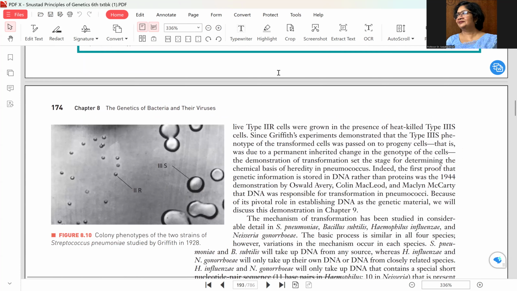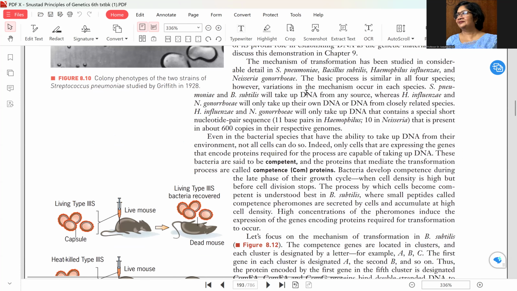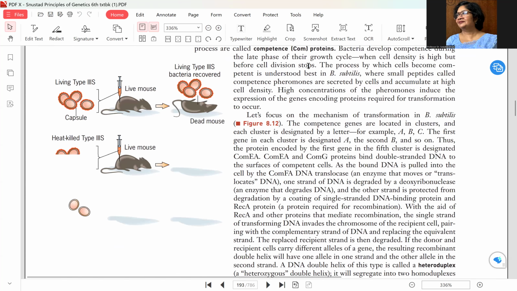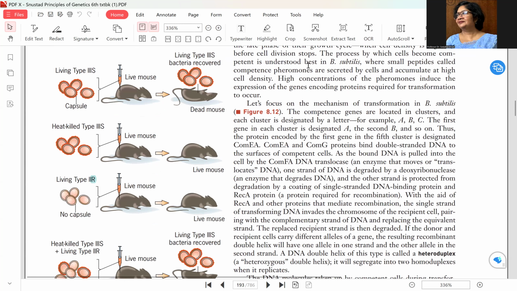In Griffith's experiment, he injected mice with type 3S Streptococcus pneumoniae. So as you already know, if the bacterial type is smooth, then it can cause disease. So when mice are injected with living type 3S that contain intact capsule in them, they are able to cause disease in the mice and the mice die as a result. And when the blood sample is collected from the mice, type 3S bacterial cells can be recovered.